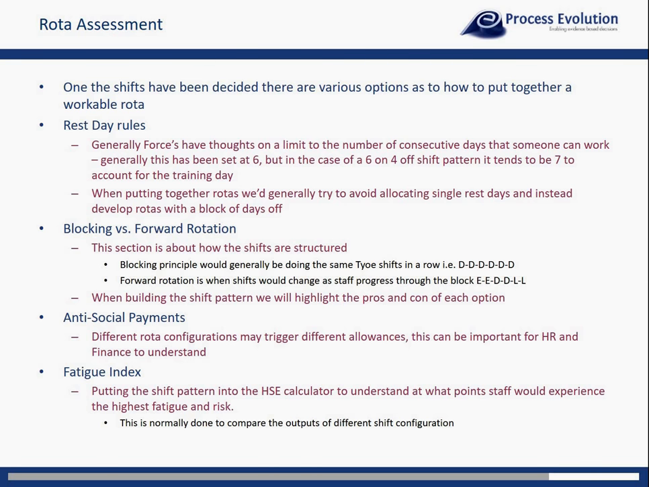There's also a concept of blocking versus forward rotation. So this is very much around how the shifts are structured. In the blocking principle, we generally have employees doing the same type of shifts for a block. So for example, in this example here, we've got 5 or 6 days of day shifts. Whereas in the forward rotation principle, shifts would change as staff progress through the block of rota. So they might do 2 early shifts, 2 day shifts, 2 late shifts.